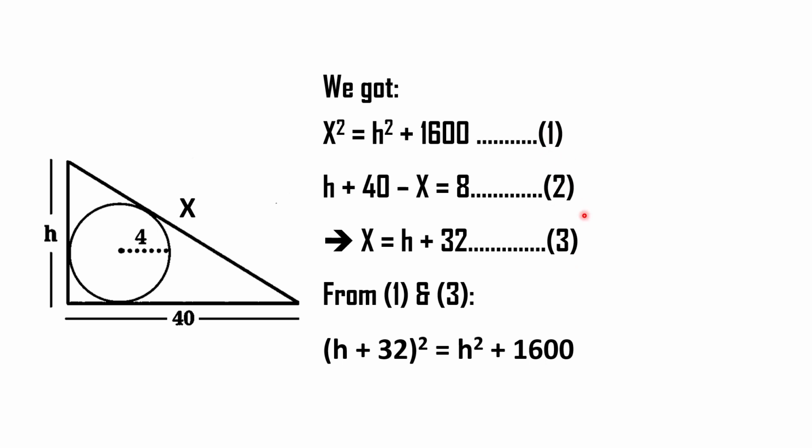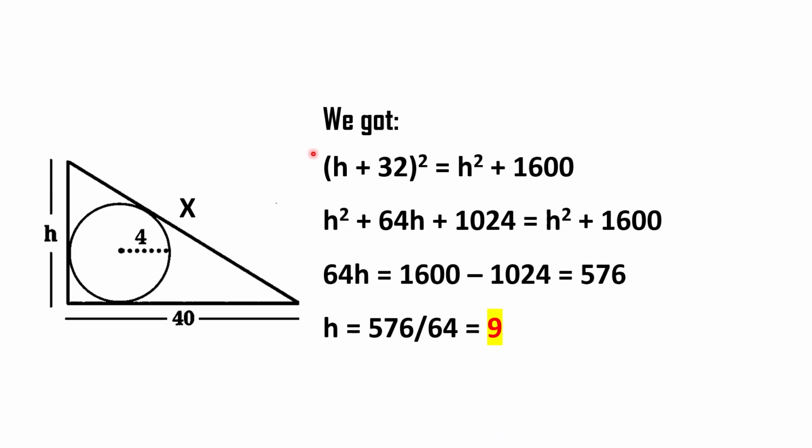Now take 1 and 3. In equation 1, instead of x square, put the value of x. So h plus 32 whole square will be equal to h square plus 1600. From 1 and 3, instead of x square, we are writing h plus 32 whole square, which is equal to h square plus 1600.